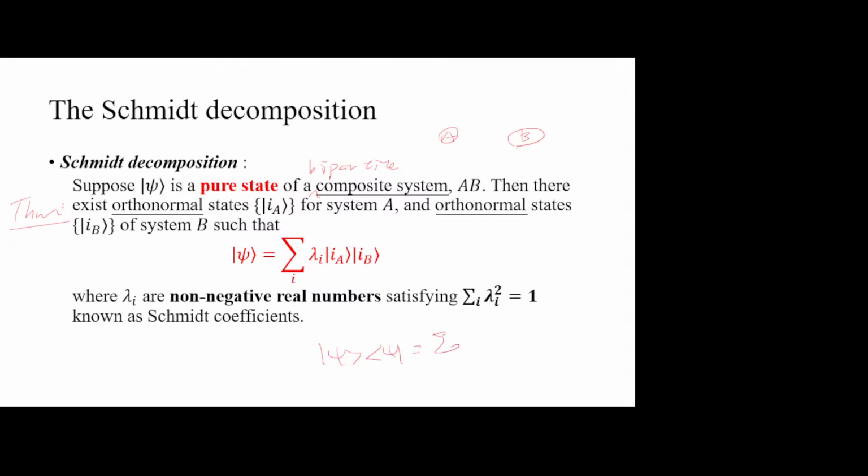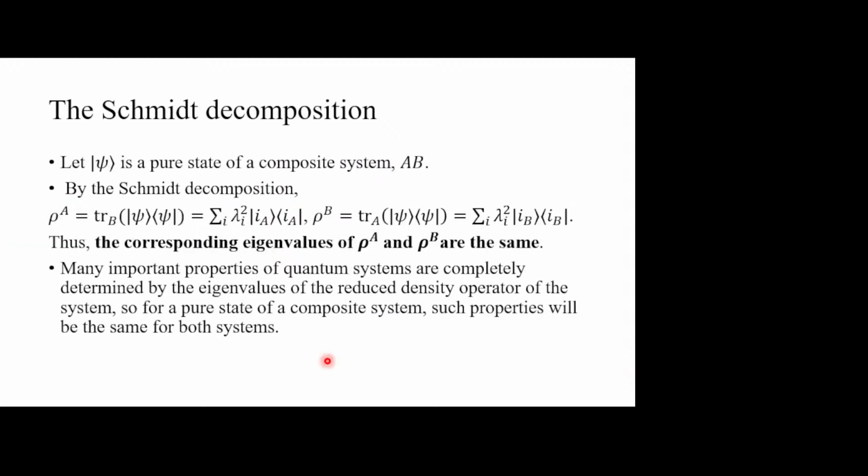You will have two summations, a summation over i and a summation over j, and so you have lambda_i, lambda_j, and |i_A, i_B> and <j_A, j_B|. So there will be an i for the ket part and a j for the bra part. When you trace over the B part, you will have the inner product between i_B and j_B. So you will see that i needs to equal j.